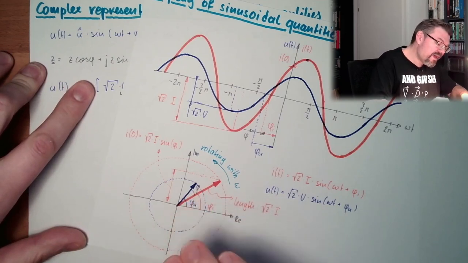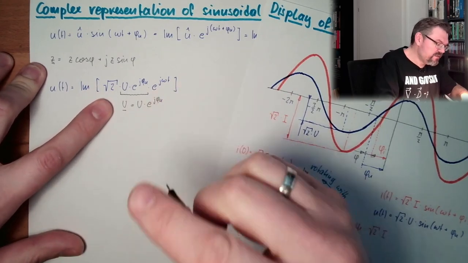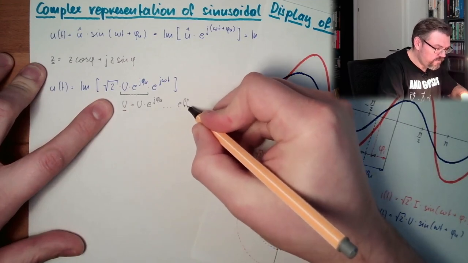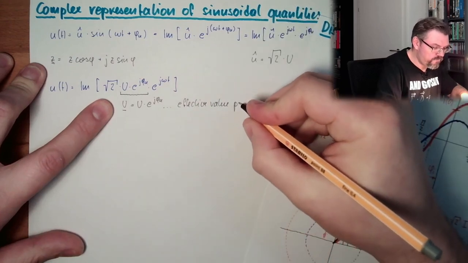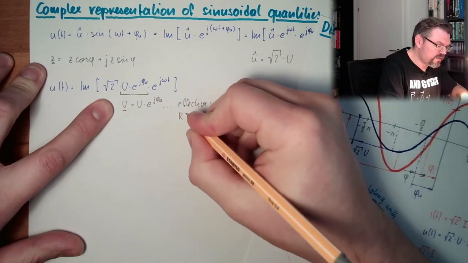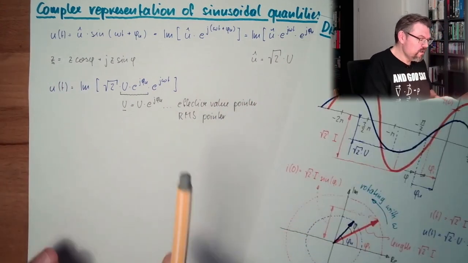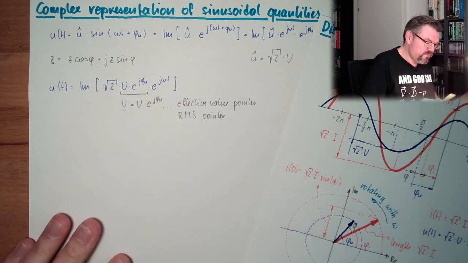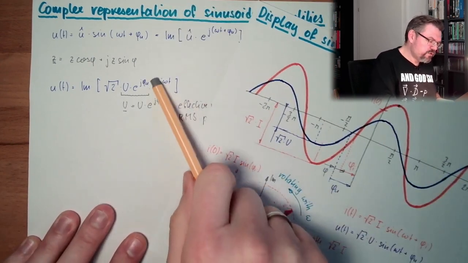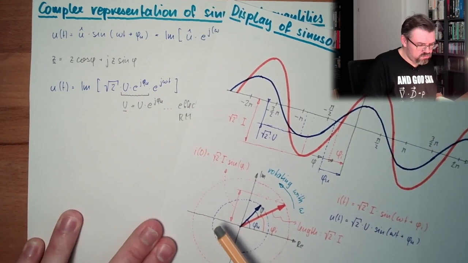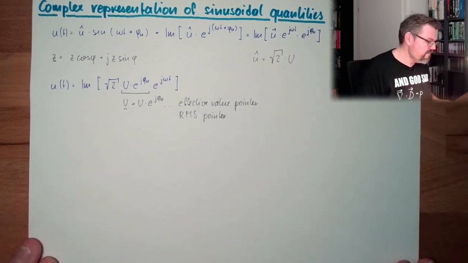We only look at what to do with this, because it's a sine wave and it's changing over time. What to do with this? This here is called the effective value pointer, or also sometimes the RMS pointer, root mean square pointer. But is this stuff here really necessary? Because this rotating with omega we manage with this, yeah? And the length looks good, I must say. Let's have a look.